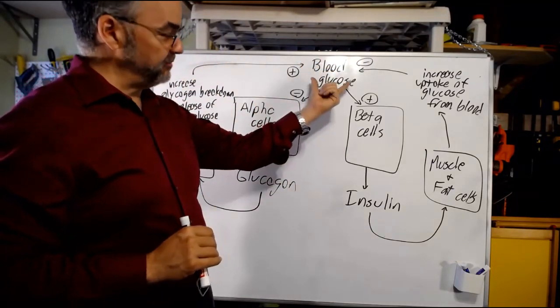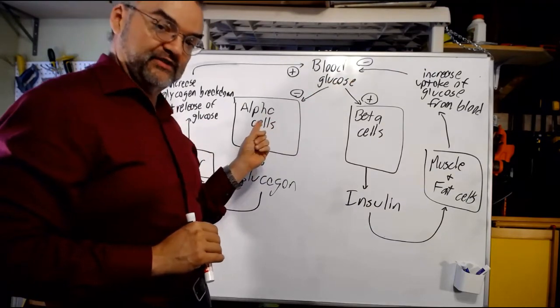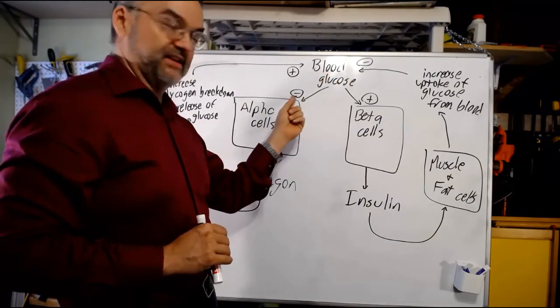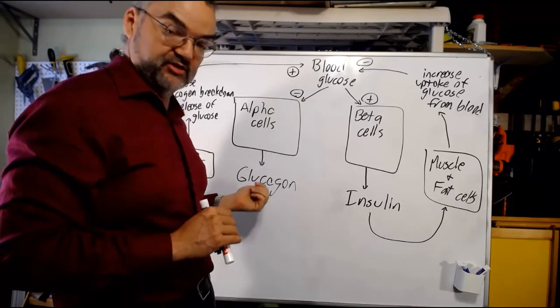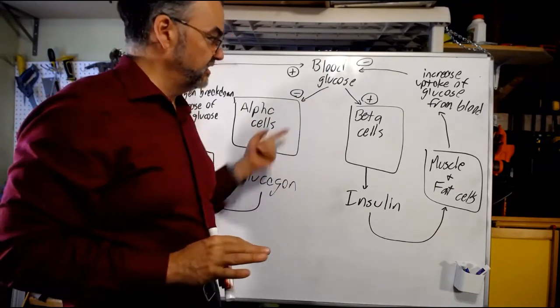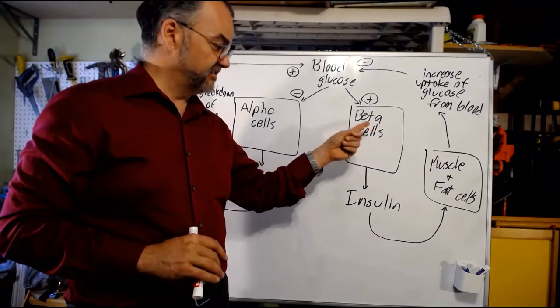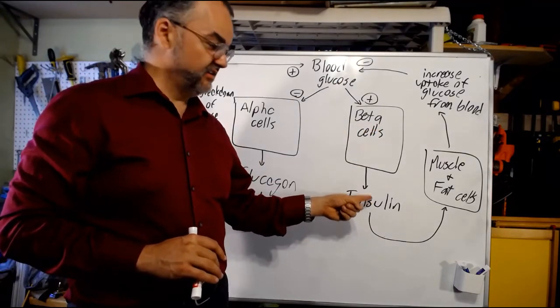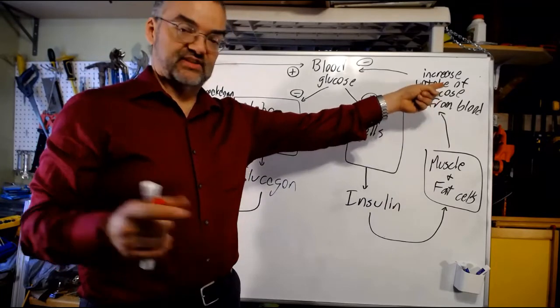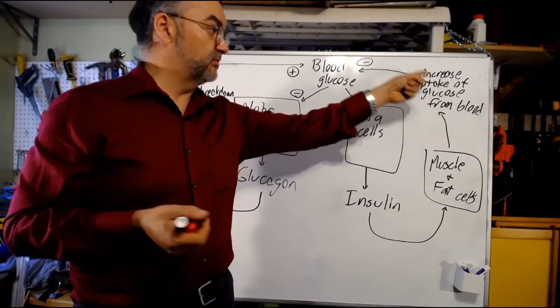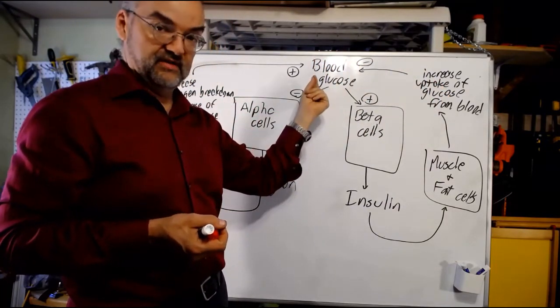So high blood glucose, what does that do to the alpha cells? Well, blood glucose suppresses them, so the alpha cells will not produce glucagon, which is good, we don't want them to. But that high blood glucose activates the beta cells. So the beta cells make insulin. The insulin tells the muscle and fat cells to take some of that high glucose out of the blood, which brings blood glucose back down.